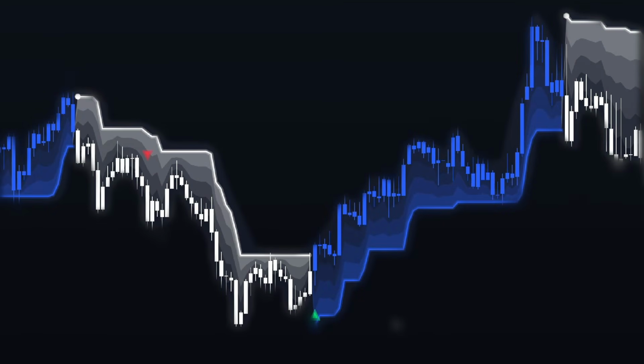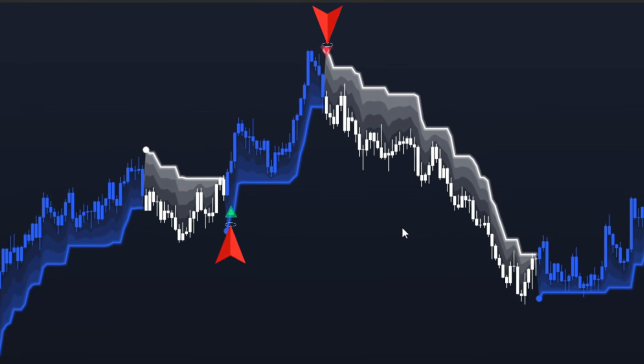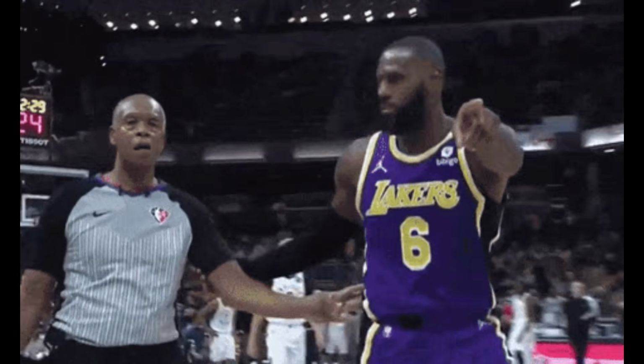This advanced indicator is on another level. I have not seen anything like it on TradingView, and the signals it gives are surprisingly accurate. So let's get straight to the point, and I'll show you exactly how it works.